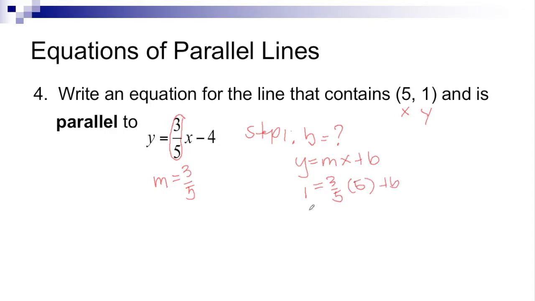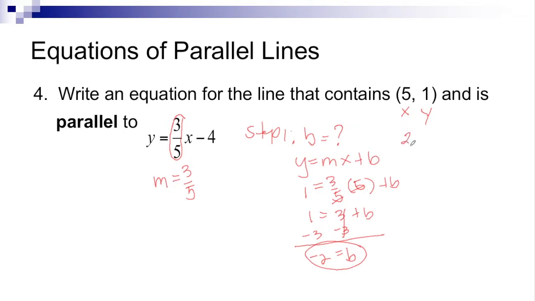Then solve for b. 3/5 times 5, just cross this out, so we have 3. And get rid of 3 by subtracting 3 on both sides. 1 take away 3 is negative 2, equals 3 minus 3 is 0, and therefore your b is negative 2. So we have b and we have the slope.